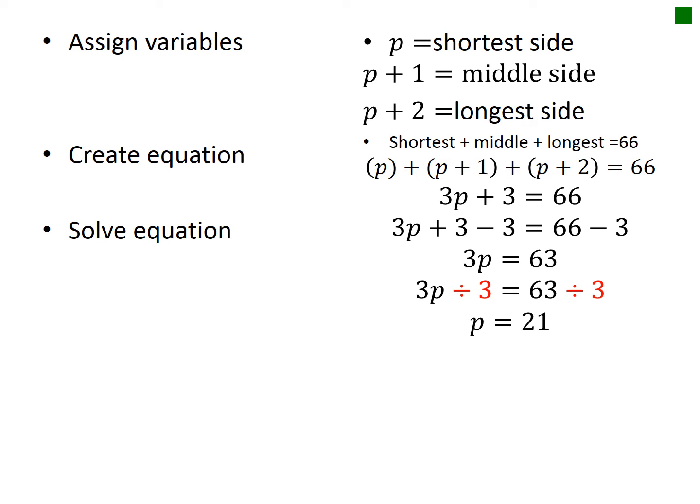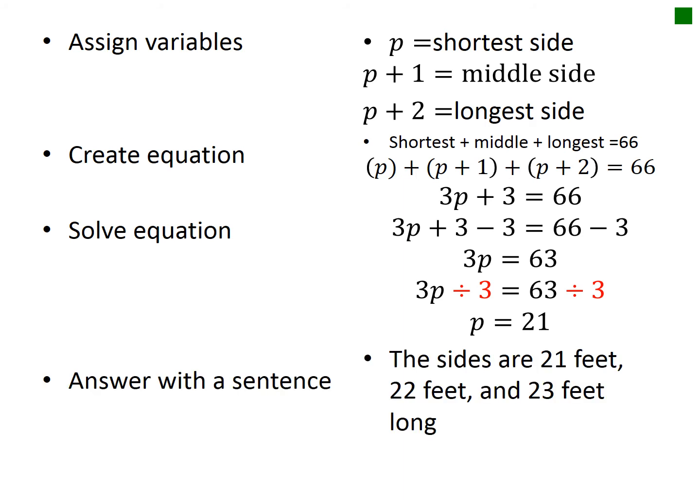Now that we have our solution, we can go back and apply the solution to the context of the problem. Our sentence should express the units of the problem and some of the context of the problem. The sides are 21 feet, 22 feet, and 23 feet long, answers the question asked in the problem.